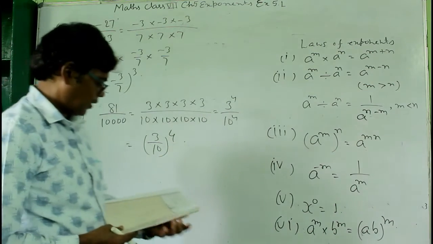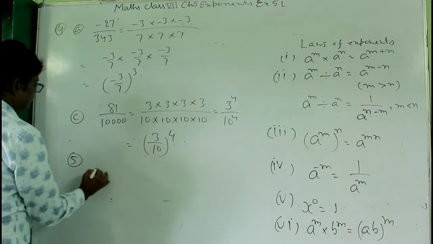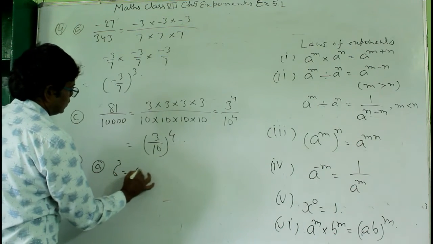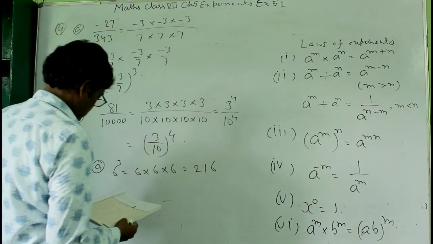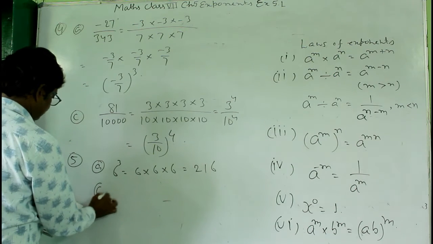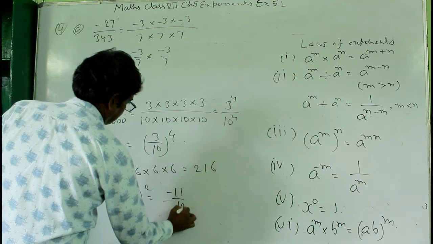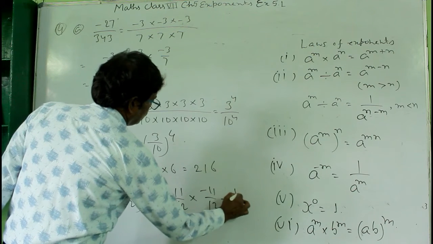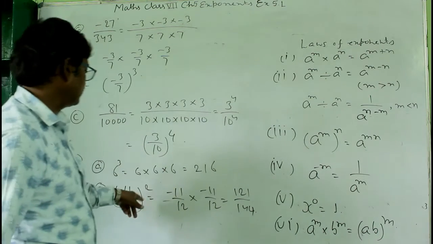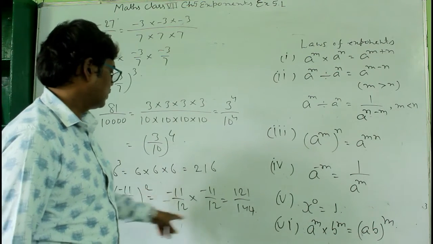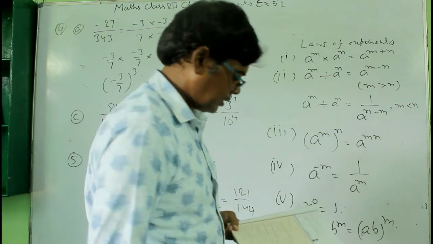Question number 5. Find the values of the following. Okay, we have to find the values. So the first one is here: 6 cube equal to 6 into 6 into 6, that is 216 is the answer of this question. Okay, and then do question number C. It is minus 11 by 12 square equal to minus 11 by 12 into minus 11 by 12 equal to 121 by 144 is the answer of this question. And observe that the exponent is even here, so the answer will be positive. Okay, similarly other questions are there.